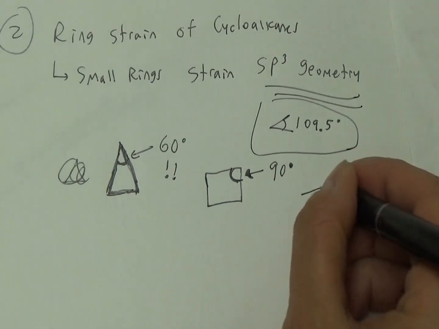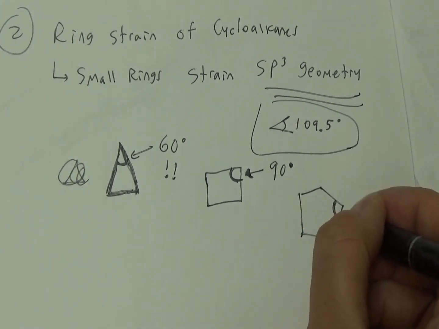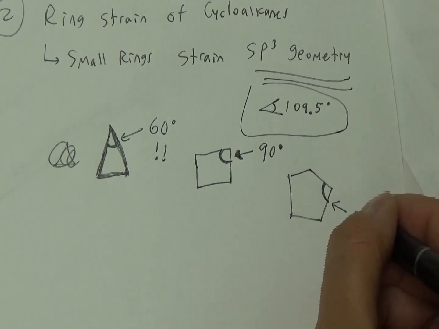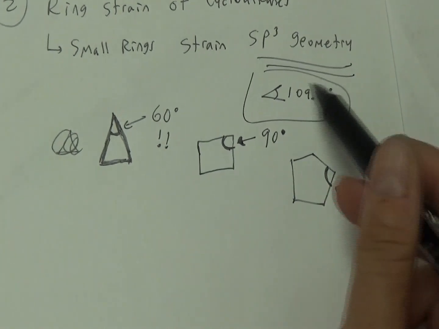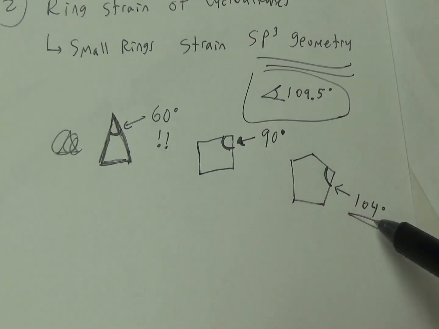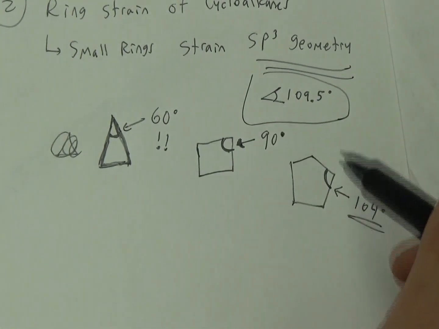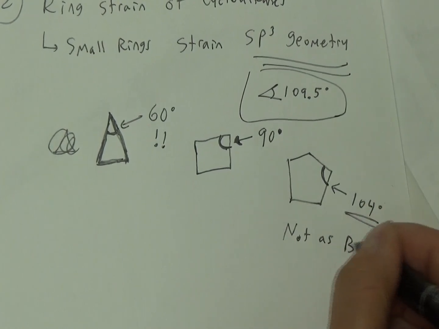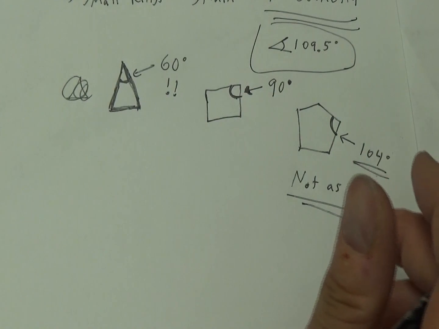What about cyclopentane? It turns out that this is roughly about 104 degrees, which is not as bad. You can understand that, right? That 104 is a lot closer to 109 than 90 or 60. So we'll just say not as bad. Keep that in the back of your mind, that cyclopentane is actually a reasonably stable, happy structure.